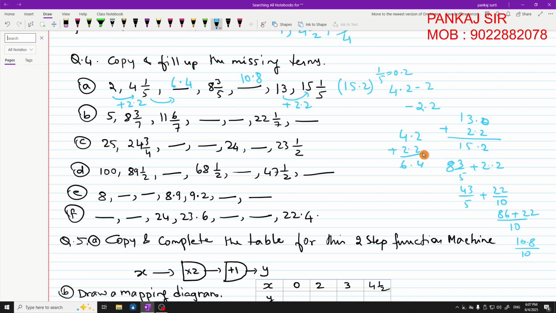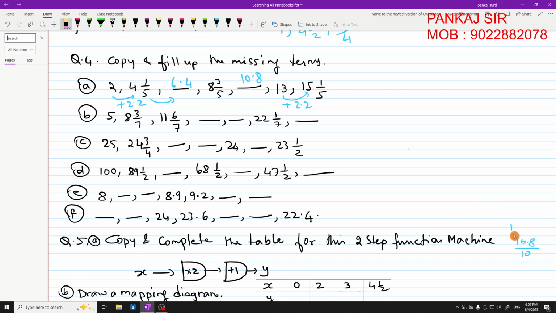Okay. See, in these questions, one thing is very obvious, that you should be very sound in your integers. Okay, so how to add, how to subtract various integers, various fractions. Okay, all those things, the logic should be very clear to you. Okay, if you are poor in that, then you may make a lot of mistakes in this. Okay, so your basics have to be very, very strong. Fine. Now this one, this is 5, this is 8 3 by 7.